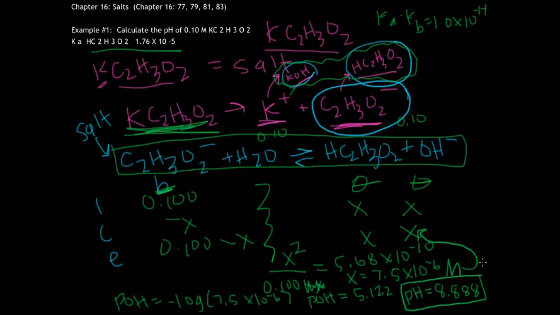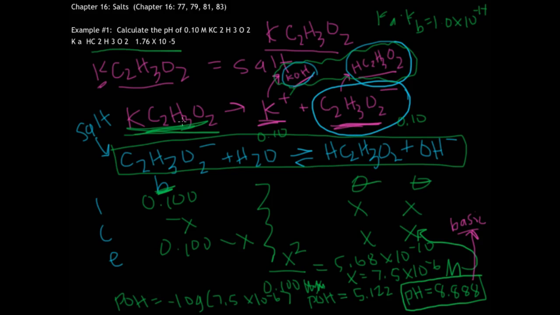Notice that is a basic salt. The pH of this salt is basic. Why is it basic? Because it's made up of a strong base and a weak acid. So the strong overpowers the weak.